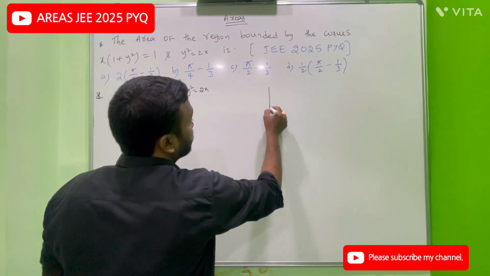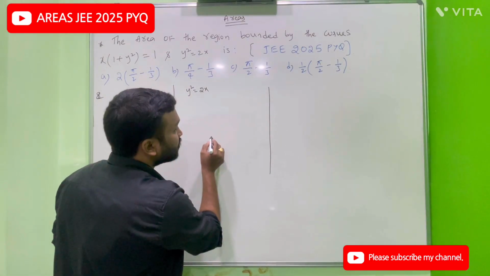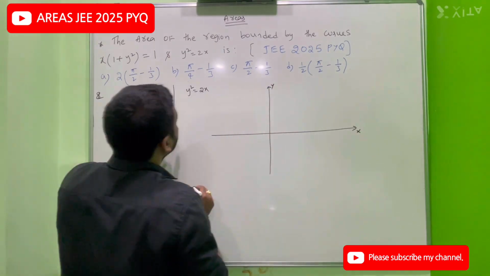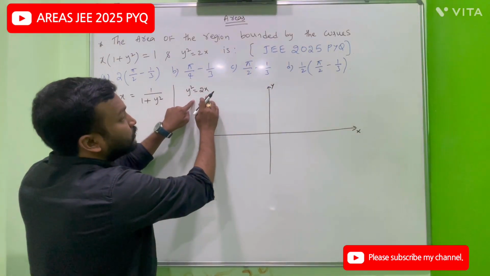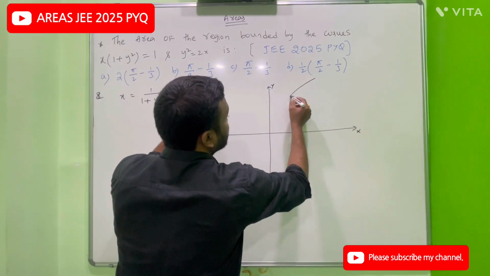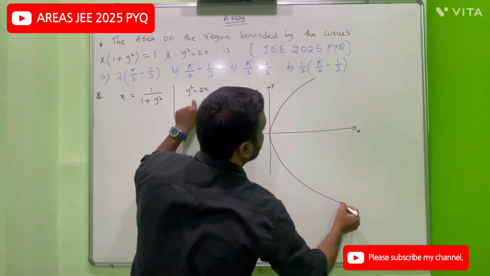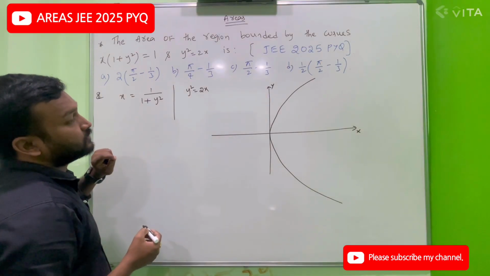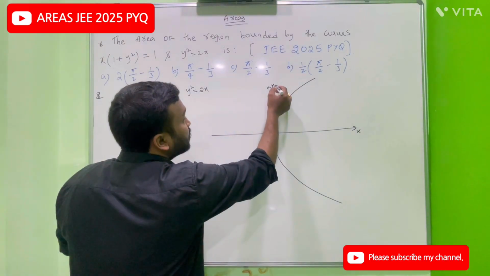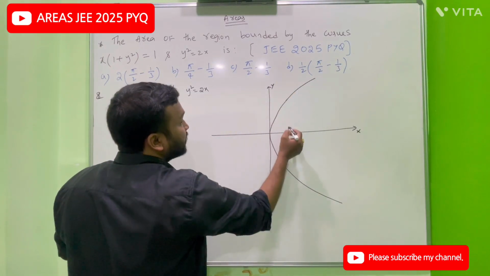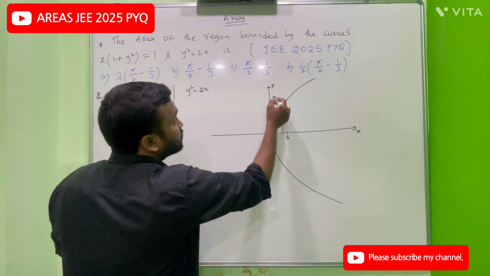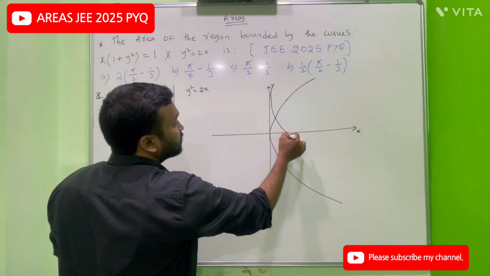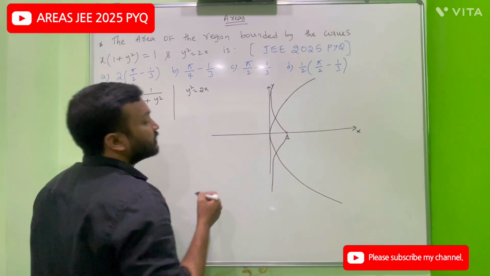Take the x-axis and y-axis. It is in the form of y² = 4x, which means the curve opens to the right side. Now the graph of x = 1/(1 + y²): here 1, if you take 1, what happens? It goes like this. So this is the graph.